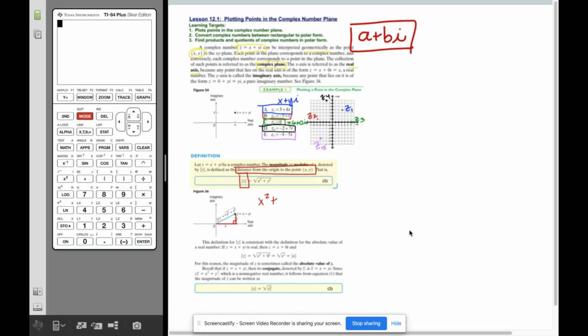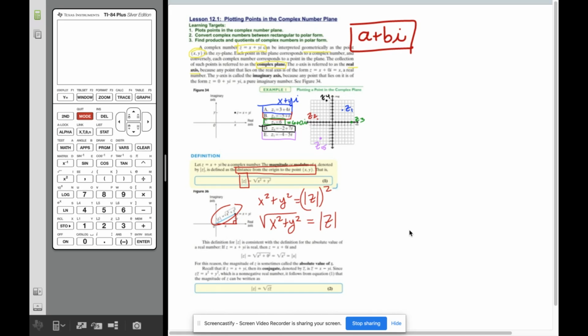So x squared plus y squared would be the square of the modulus. If you squared the modulus or the magnitude, you would get that. If you took the square root of both sides, the square root of x squared plus y squared is the magnitude, which is also the length from the origin directly to that point. So the definition is consistent with everything we've talked about in the past.